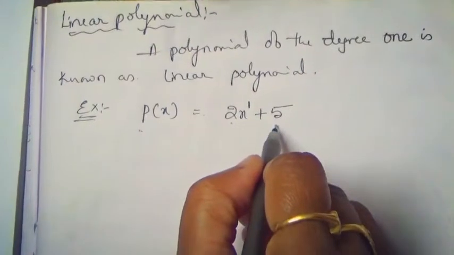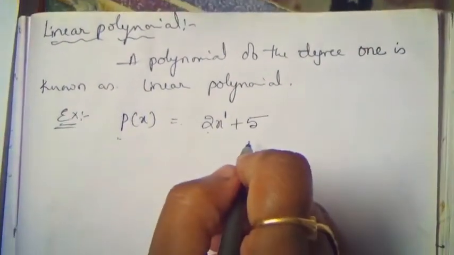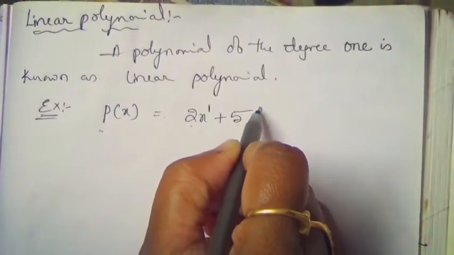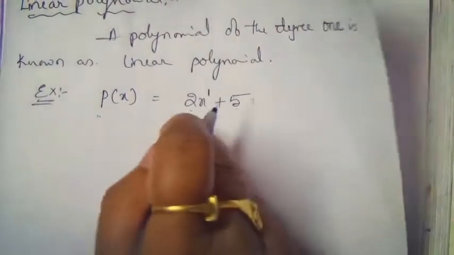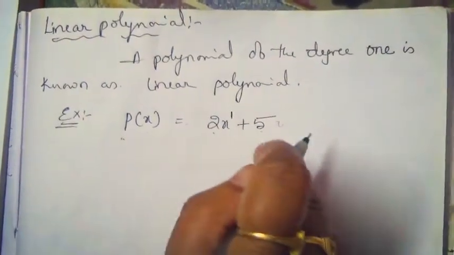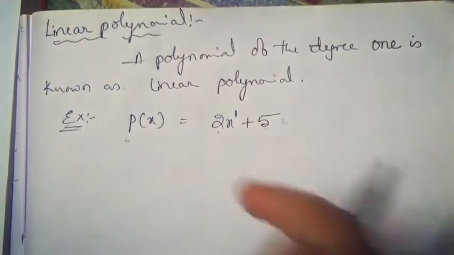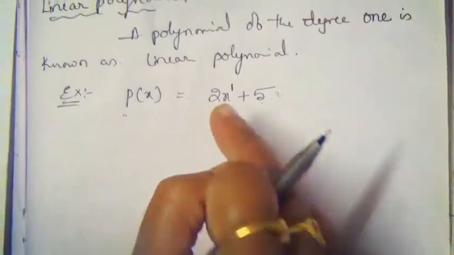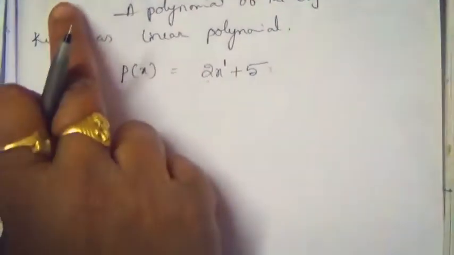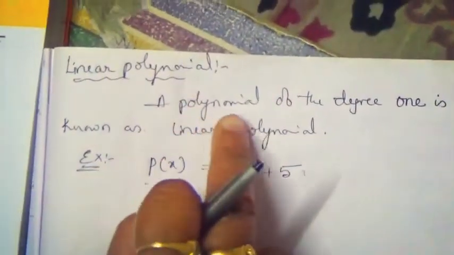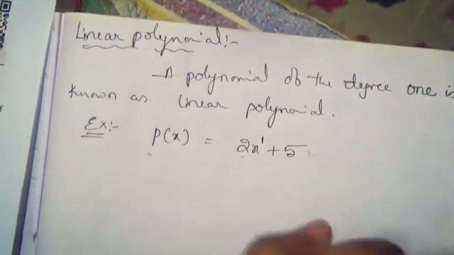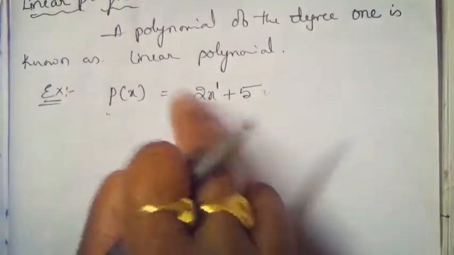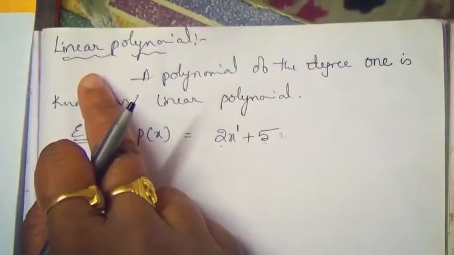What is the degree of the constant term? I just said, for the constant term you have to imagine that x to the power of 0 is there. So what is the highest degree of these two terms? 1 is the highest degree. For that kind of polynomial we call it a linear polynomial. A polynomial of degree 1 is called a linear polynomial.